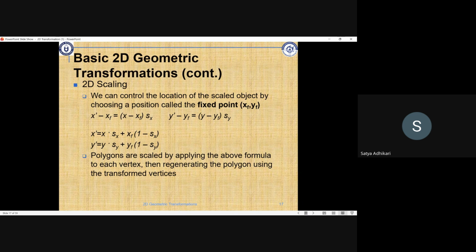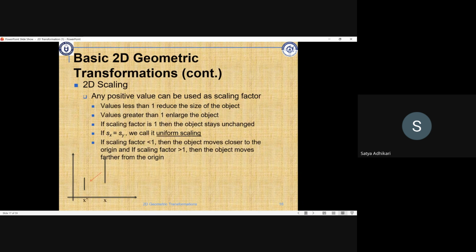So here the formula is x dash minus xf equals x minus xf into sx, and y dash minus yf equals y minus yf into sy. So this is the formula of scaling with respect to any fixed point other than the origin. But in the previous case it was the origin. With respect to the origin we applied the scaling factor, but you can also apply the scaling factor with respect to any other fixed point other than the origin.